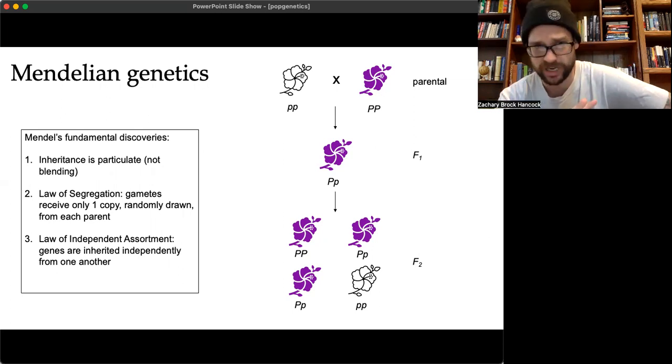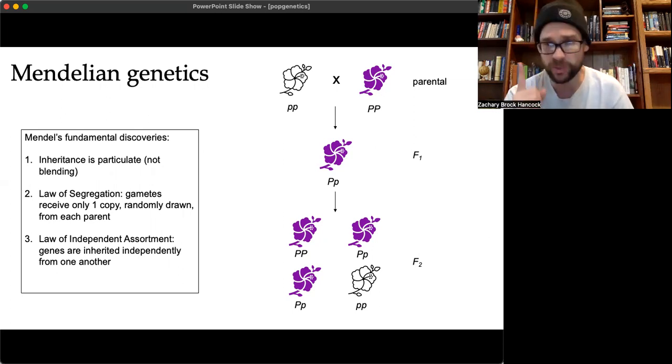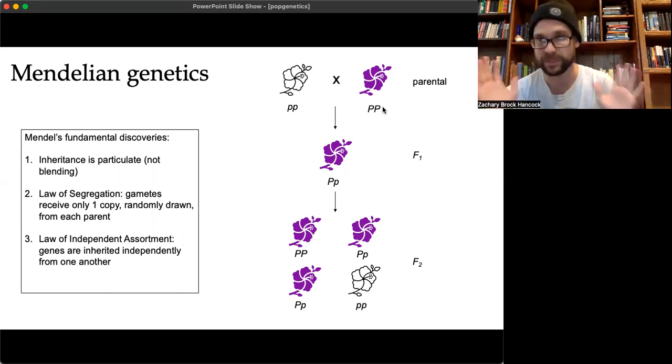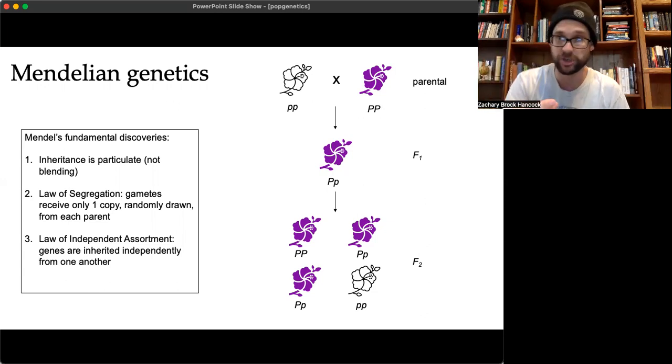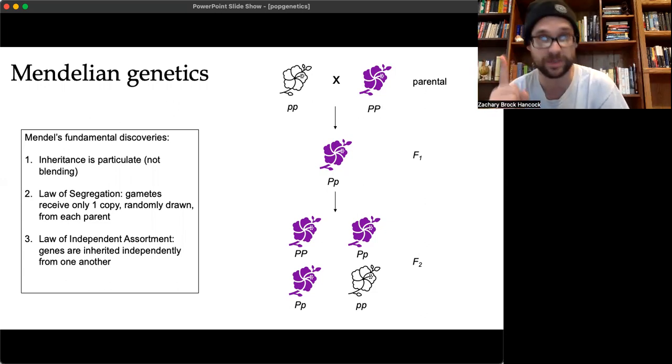Secondly is the law of segregation. This is that gametes receive only one copy from their parents, and which copy they receive is randomly drawn from the parent. So if we look up here, this is the parental generation, where you have your white flower and your purple flower. For the purple flower, they have two alleles, a big P and a big P, so they're homozygous for the big P. The gamete is only going to get one of those P's from that parent. That's the law of segregation, and which P they get is random.